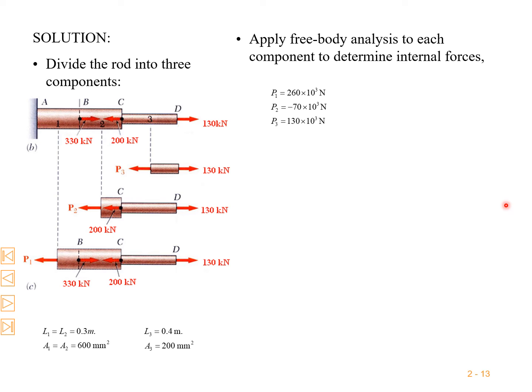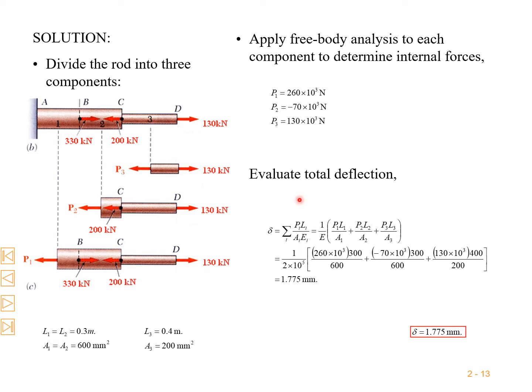So we are getting P1 is 130 minus 200 plus 330. So 460 minus 200 becomes 260. P2: 130 this way, 200 this way, so minus 70, and here 130 value. So total deflection is PL by AE: P1 L1 by A1, P2 L2 by A2, P3 L3 by A3. So we can get 1.775.